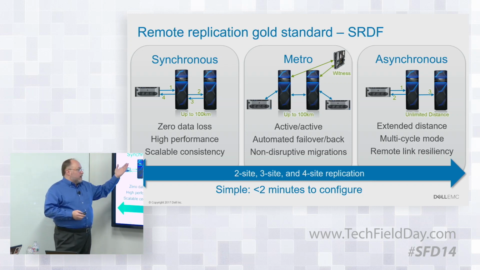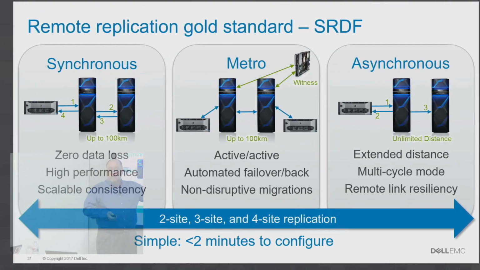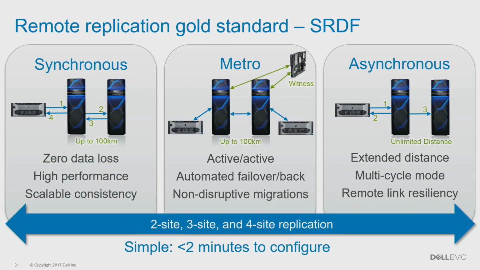And you have the witness there, so if one array can't talk to the other, you talk to the witness and decide who wins, right? If you don't have a witness, you can just set bias. The bias array wins. So you can choose how you want to do it, but it's available with Metro to be able to integrate it however you'd like. Is bias an array level function, or a LUN level function?